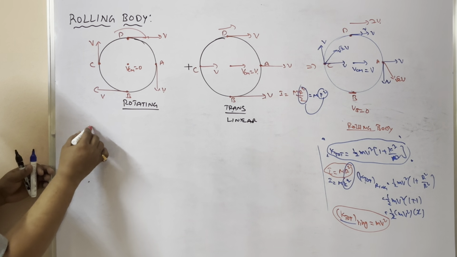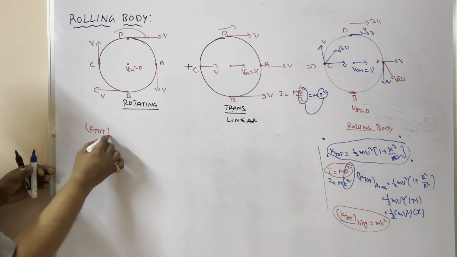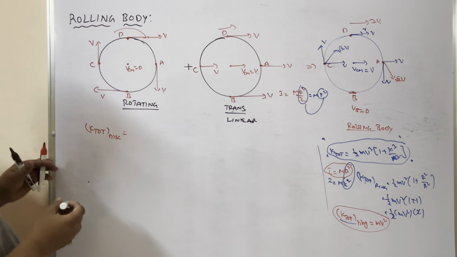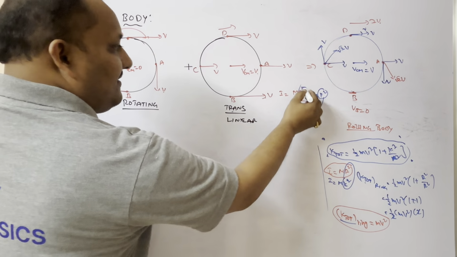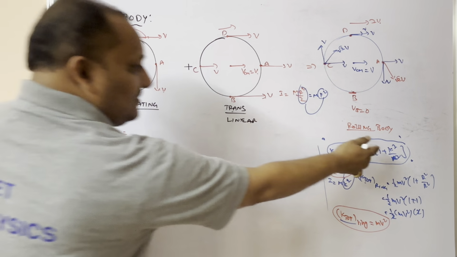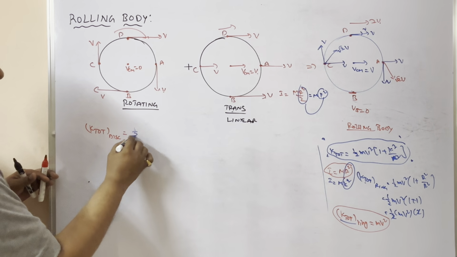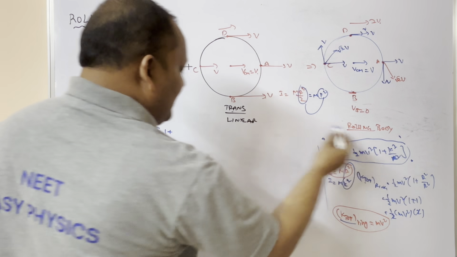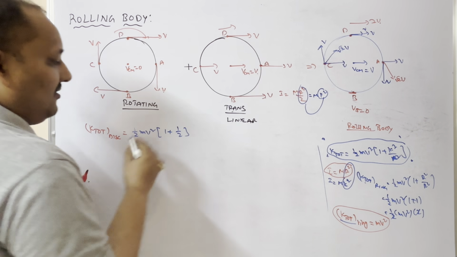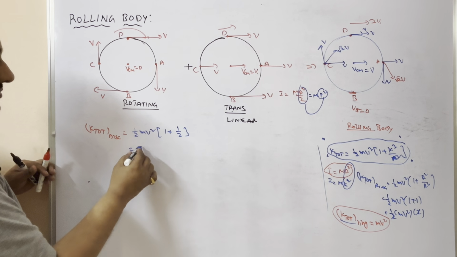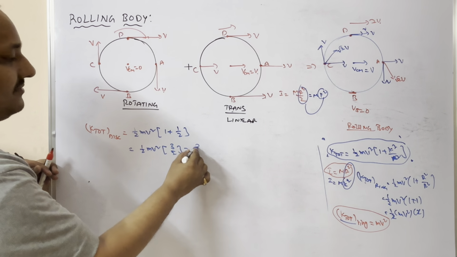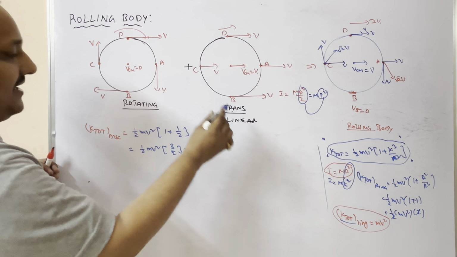Now we will see for the disk. Total kinetic energy of the rolling disk. What we said, k square is r square by 2. Substitute here. So directly I am writing half mv square, 1 plus r square by 2 means what will you get here? 1 plus 1 by 2. So half mv square into 3 by 2. So 3 by 4 mv square.